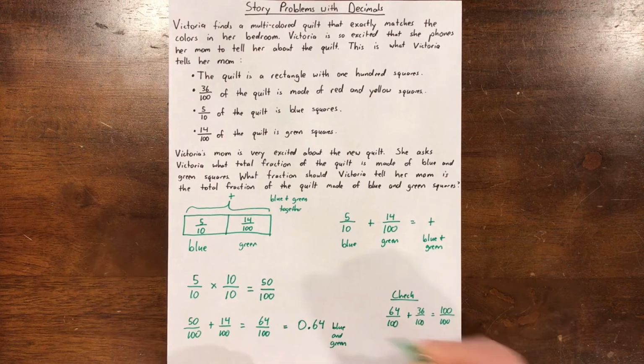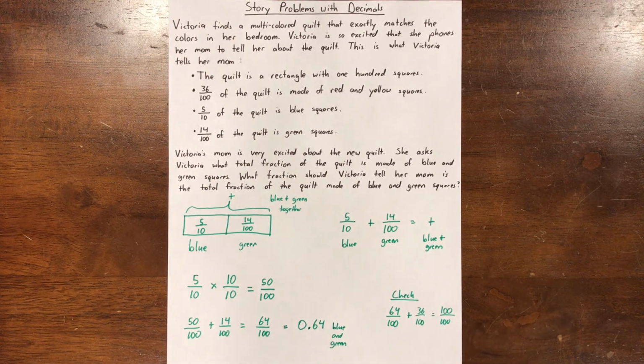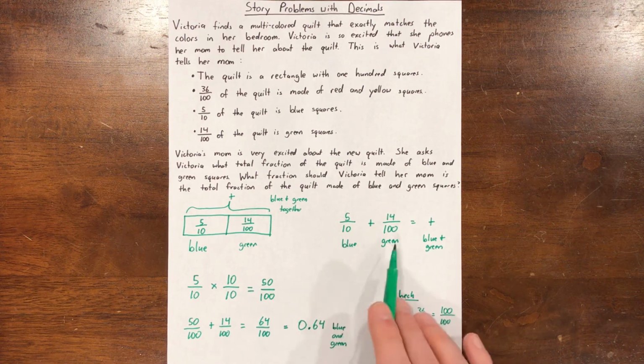Great. Now, what did I have to do before I could actually solve this problem? And will I always need to do that? Say it out loud. Yeah, I had to rename the tenths as hundredths so that I could then add fractions that had the same denominator. But we're not always going to have to do this. We only have to do that when the denominator of the fractions is not the same like it was in this case.